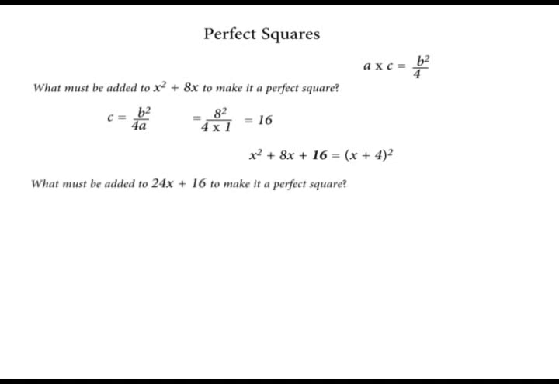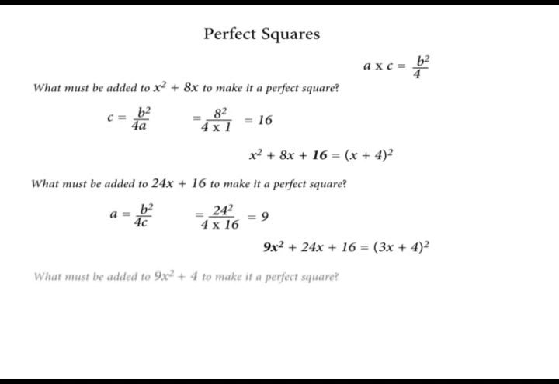What must be added to 24x plus 16 to make it a perfect square? In this case, a is missing. From a times c is equal to b squared over 4, a is equal to b squared over 4c. That is 24 squared over 4 times 16, and that will give us 9. So we must add 9x squared to make it a perfect square. So we would have 9x squared plus 24x plus 16, that is equal to 3x plus 4 squared.